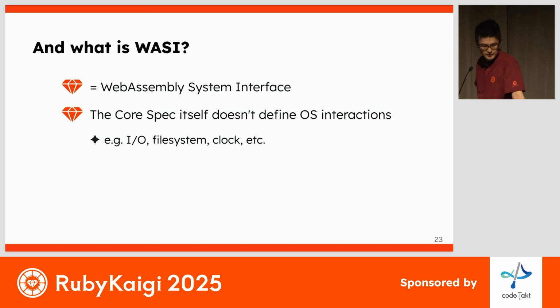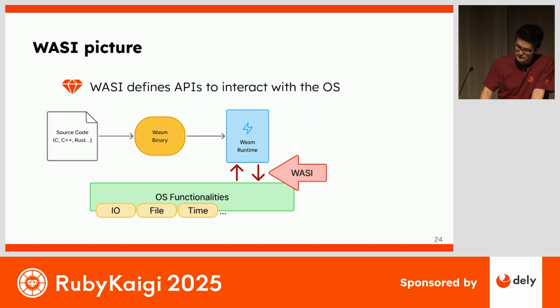The core WASM spec doesn't define how to interact with the outside world, such as file systems or clocks. WASI provides that standard interface. It allows running more complex applications compared to plain WASM, including Ruby itself.